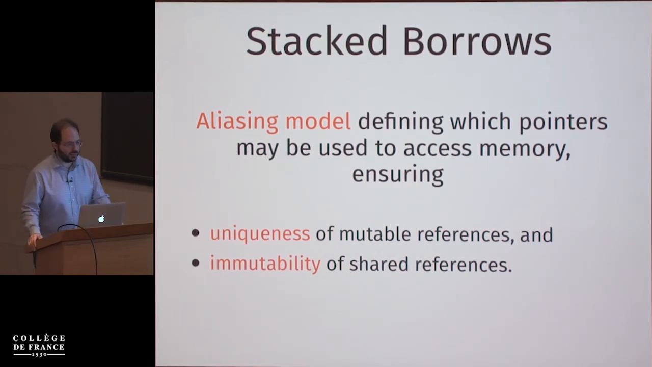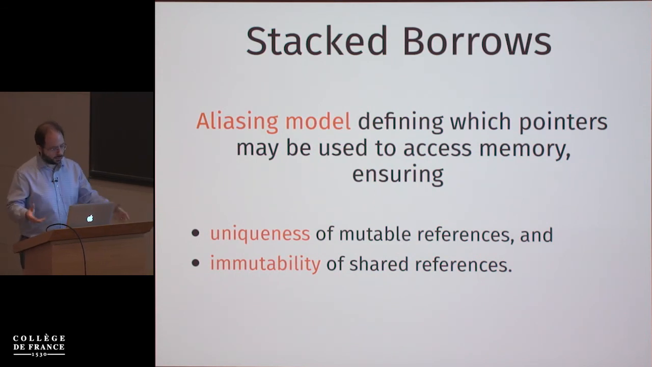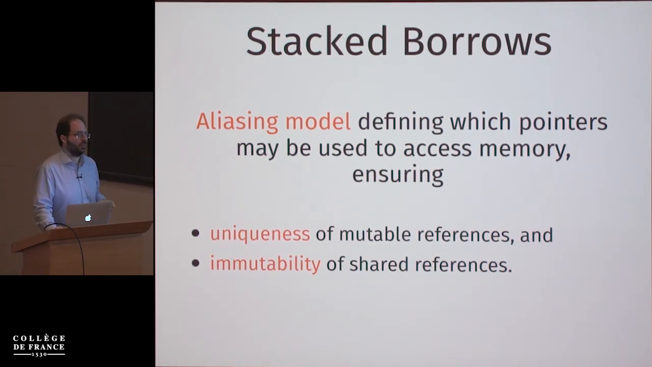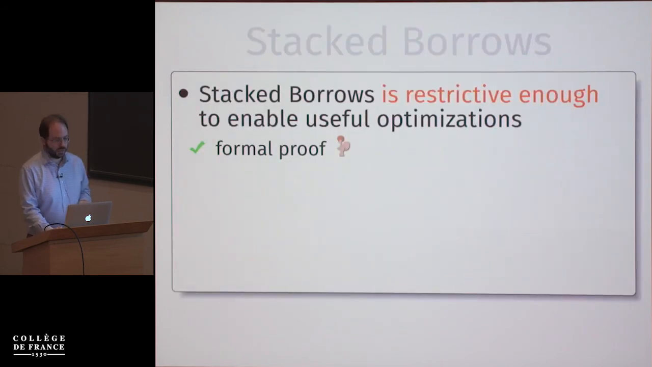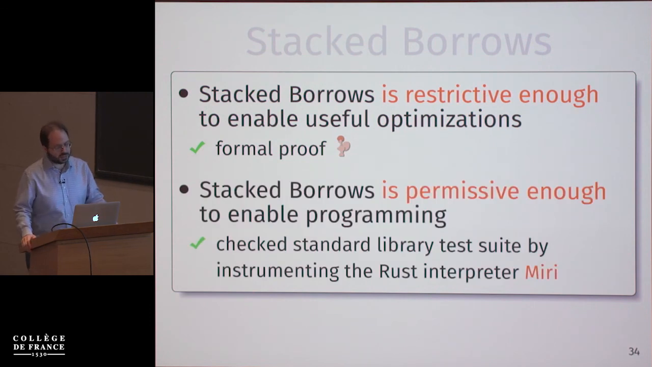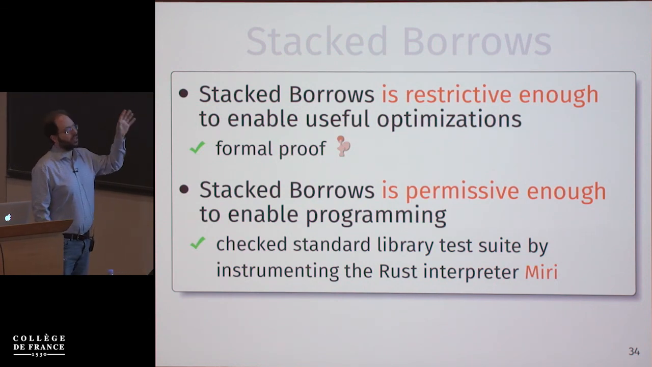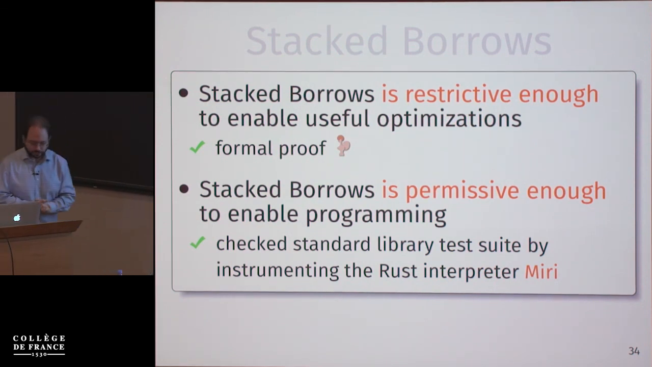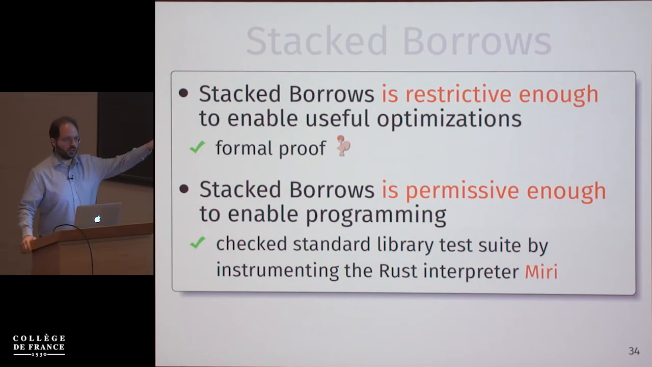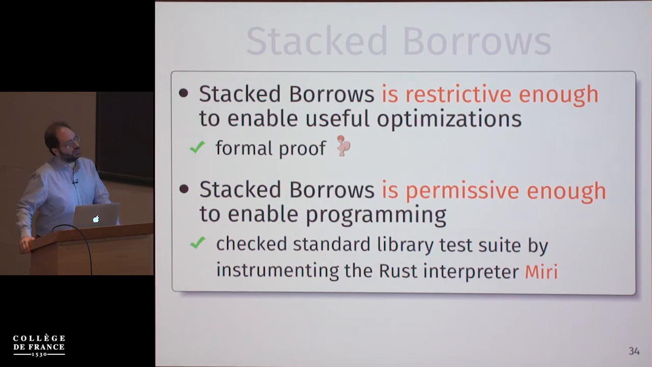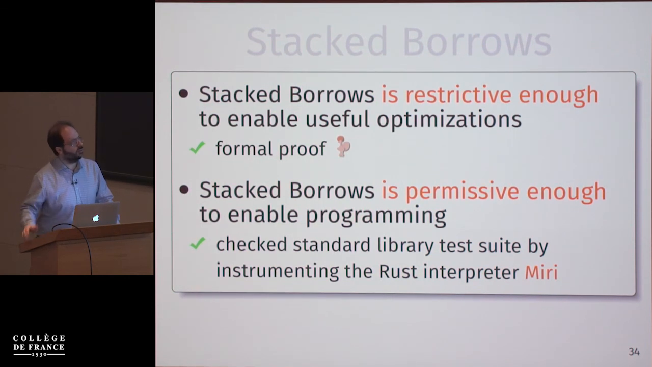And we're going to define this aliasing model as part of an operational semantics for Rust that will ensure uniqueness of mutable references and immutability of shared references, thus enabling us to justify those optimizations that I talked about before. Once we've defined this thing, we have to show something about it. And basically the things we show are, number one, it's restrictive enough to enable useful optimizations. We've formally proven that the optimizations that I talked about before and a number of other ones are valid under the stack borrows semantics, under this enriched notion of undefined behavior.